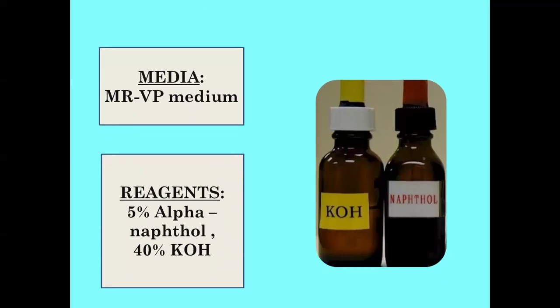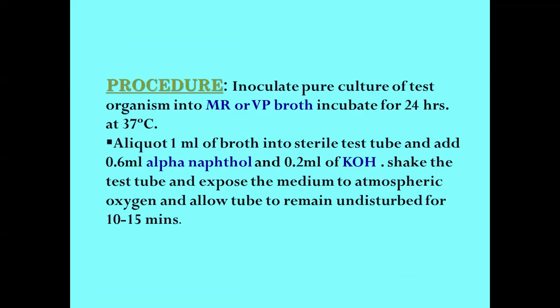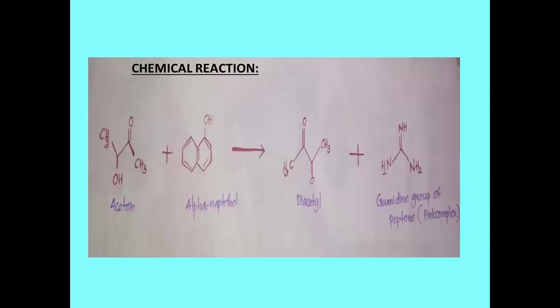The reagents we add after 24 or 48 hours are 5% alcoholic alpha naphthol plus 40% potassium hydroxide. After 24 hours of incubation at 37 degrees Celsius, take 1 ml of the broth into a sterile test tube and add 0.6 ml of alcoholic alpha naphthol and 0.2 ml of potassium hydroxide. Shake the test tube, expose the medium to atmospheric oxygen, and allow the tube to remain undisturbed for 10 to 15 minutes. Based on the color change, we can confirm what organism it is.